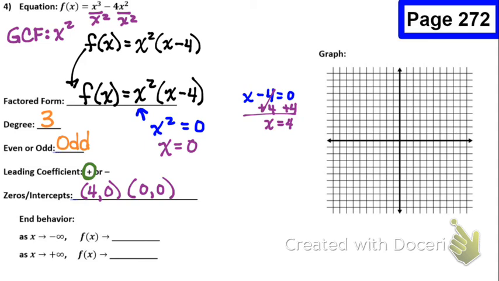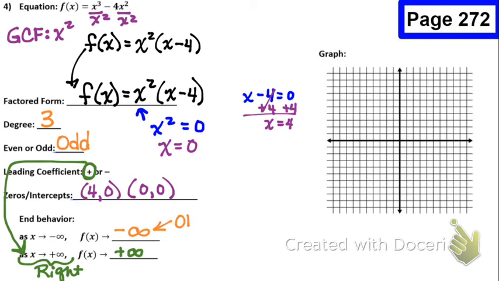Talk to me about the ends. They point in opposite directions. What is the right end doing? Going up. So positive infinity here, but on the other line we're going to put negative infinity. Odd, so opposite.